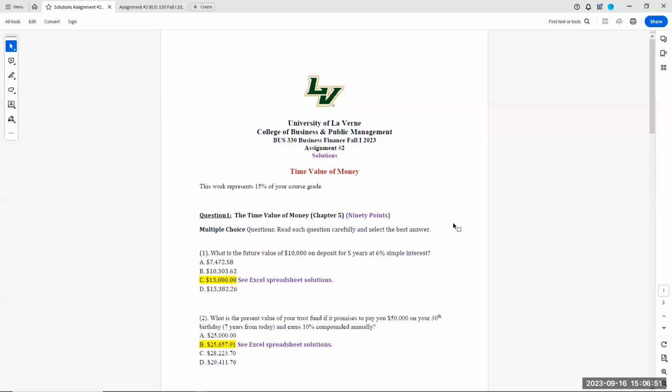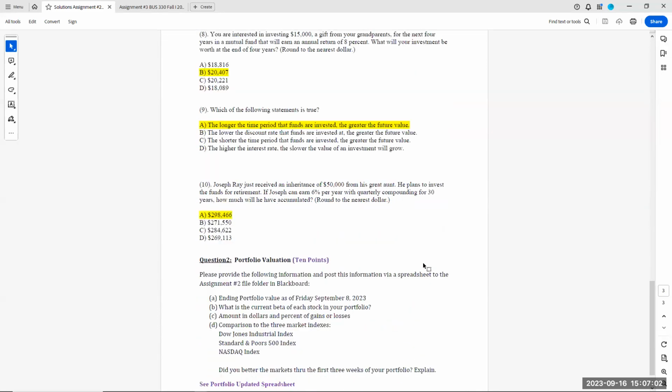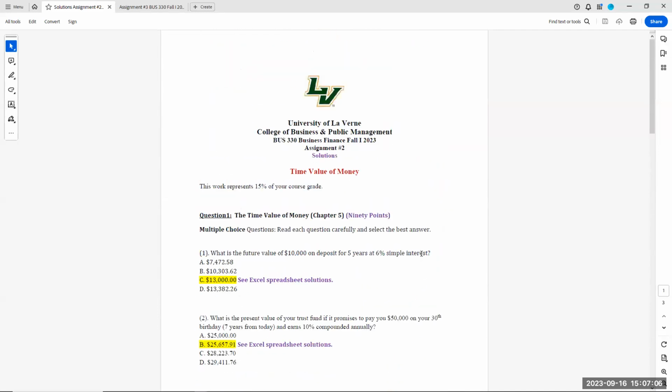Assignment number 2 concerned itself with Chapter 5 and the time value of money. There were 10 multiple choice questions, each worth 9 points. And then a portfolio question where you had to submit your spreadsheet of your portfolio evaluated as of September 8th, Friday, and that question is worth 10 points.